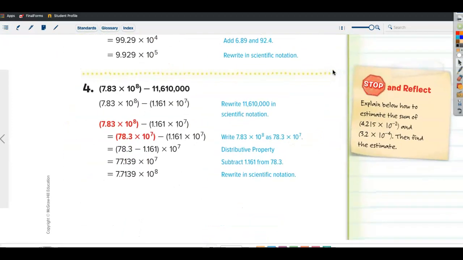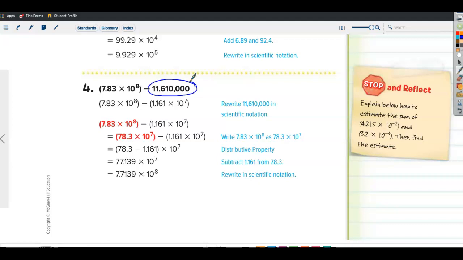Okay, so then in example 4, Tristan, do I have both of my numbers in scientific notation? No. Okay, one of them's not, right? The one in bold? Number 4? So what do you want to do with this right here? 11,610,000. How many times? 7. Why would you move it 7? Because then it makes it a number between 1 and 10. Okay, so you could change it into scientific notation.